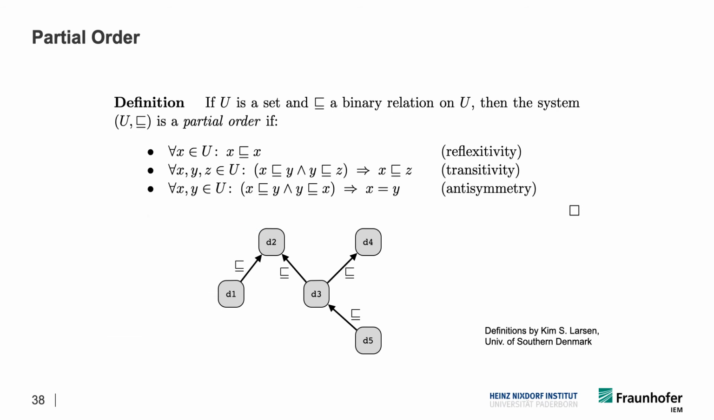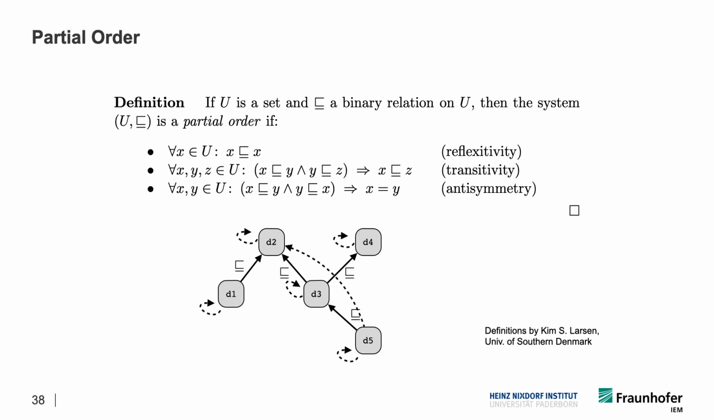Now, if we talk about reflexivity, it basically means that implicitly every element is also in this order with itself, right? So that's what this definition says. Every x in the set is ordered with itself. That's also why this is denoted similar to a smaller equal sign and not just a strict smaller sign.